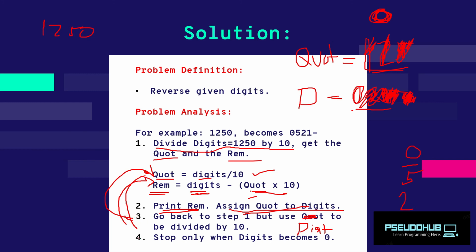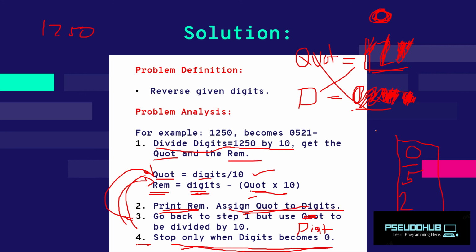And then going back to the number 4, stop only when digits become 0. So when digits become 0, we stop. So currently it is 0, so we stop. So the answer is 0521. We got it, we reversed the given digits.